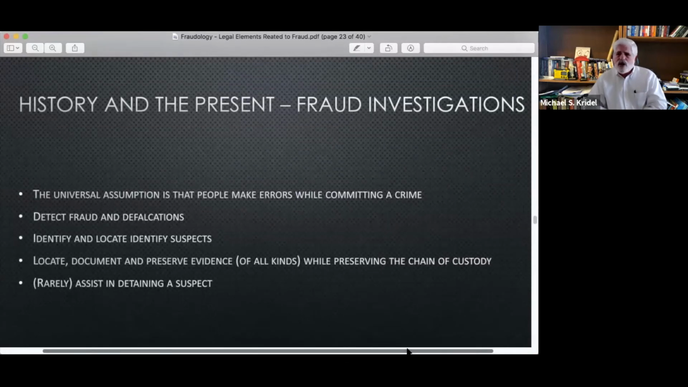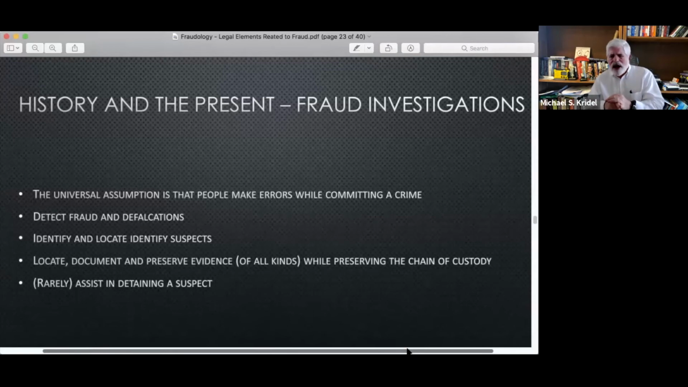There's a history and there's also a present to fraud investigations. The universal assumption is that people will make errors while committing a crime. That concept that there's no such thing as a perfect crime still exists today. The process of detecting fraud and defalcations, defalcation being a legal term for misrepresentation as well as fraud in and of itself, hinges on being able to identify and locate suspects, the identity of suspects.